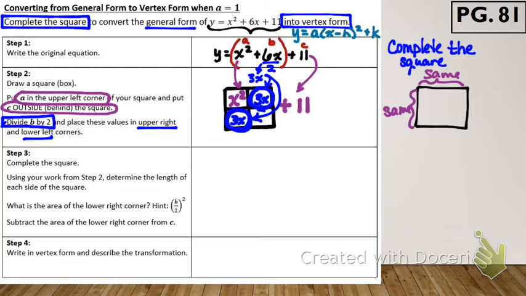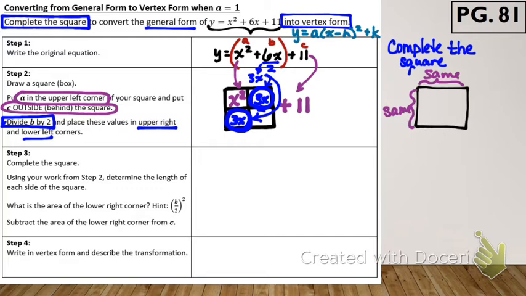I want you to look at all the numbers that I have. I've arranged things a little bit strangely, but if I combine the pieces inside the square and this plus 11 on the outside, do I get exactly what I started off with? Yep, there's my x squared. 3x and 3x together give me 6x, and there's my 11. I have not changed this equation at all. It's really important that we not change it at all. We want it to be in a different form, but we don't want it to be a different equation.